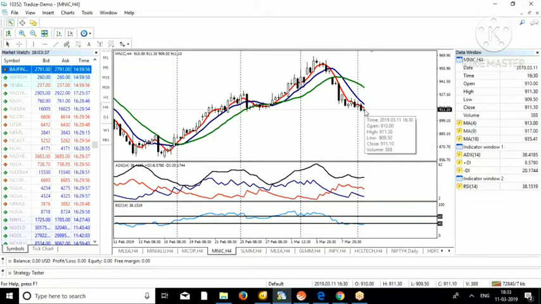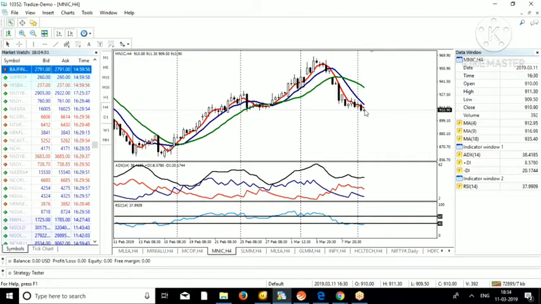So if you want to see the average price currently for the previous 18 candles, it is 935.41. Previous 9 candles currently is 917. Previous 4 candles is 913. So it is basically telling us the average price for the previous 4, 9, and 18 candles, depending upon the closing value of the candle.